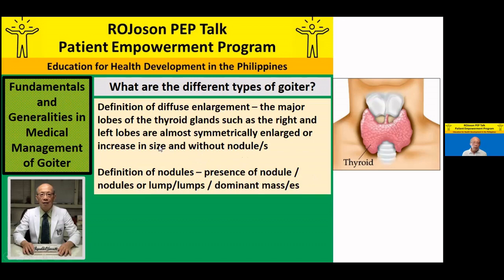So the definition of diffuse enlargement, this is very important. The definition is that the major lobes, there are two major lobes, the right and the left lobes, are almost symmetrically enlarged or increased in size, not perfectly equal, and there are no palpable nodules. So in the presence of nodules or masses, you call it nodular goiter already.